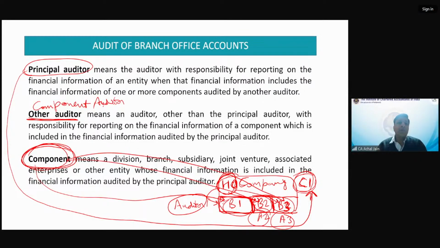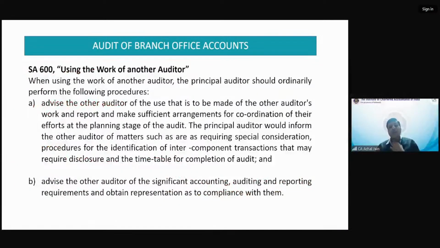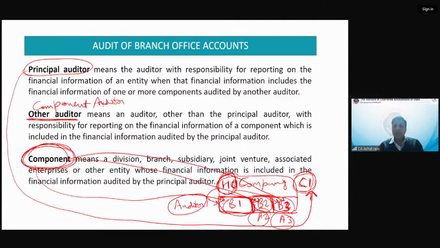Now there is a very important aspect which is required to be understood, and for that we will move on to another auditing standard. See, when it comes to any such situation wherein two sets of auditors are involved, I'm saying two sets because there are two types of auditors involved. One, the principal auditor, and second, the component auditor. Whether component auditors are 4, 3, 2, I'm not talking about that. I'm saying there are two categories of auditors.